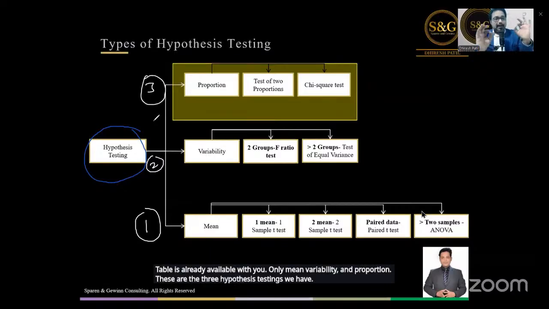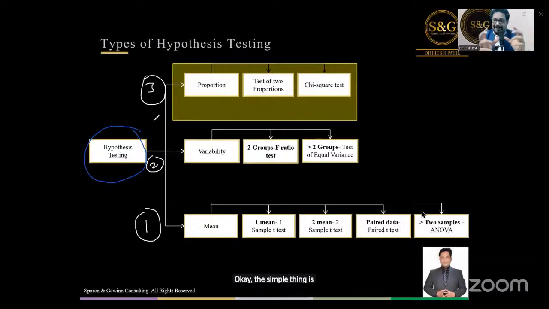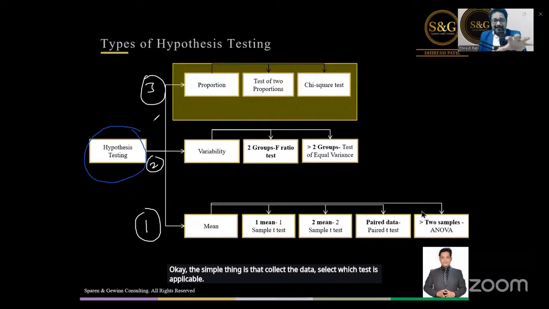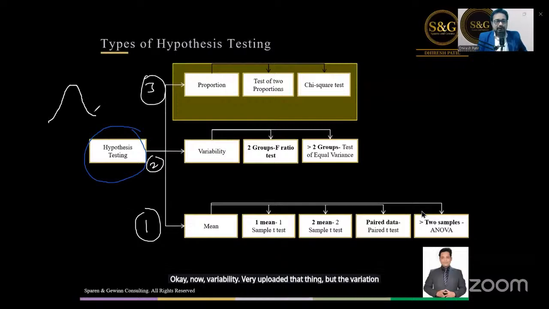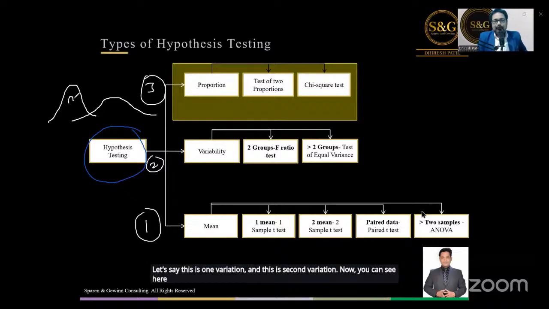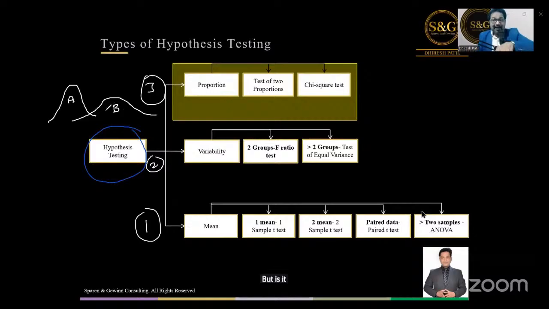Okay. The simple thing is that collect the data, select which test is applicable, feed the data, select the test, and check the p-value. That's it. Okay. Now, variability. Variability is nothing but the variation, right? Let's say this is one variation and this is second variation. Now you can see here, variation of A is less than variation of B. But is it statistically significant? Then you check the p-value. That's it.